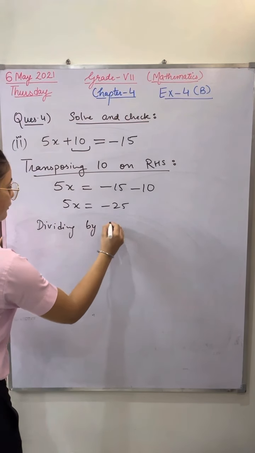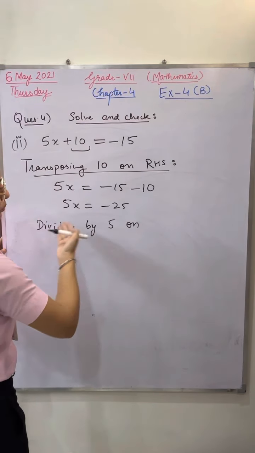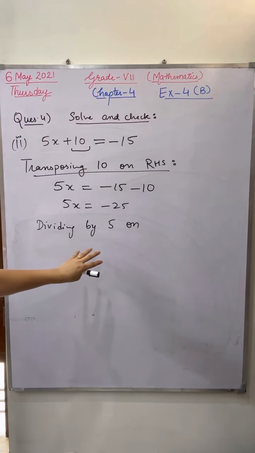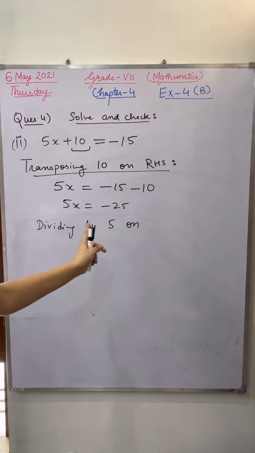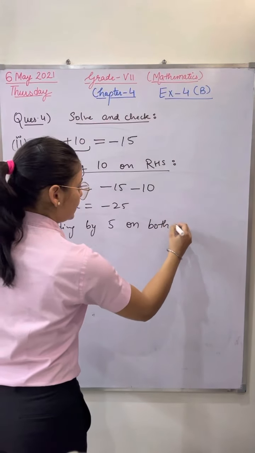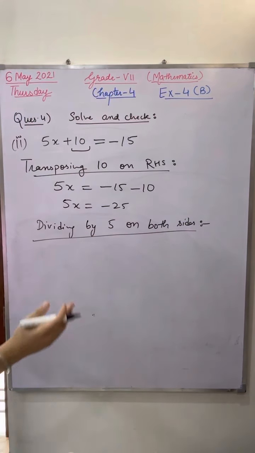Dividing by 5 on the left hand side or the right hand side, or on both sides? Ma'am, on the right hand side. Anirudh, I told you in the beginning that when we are dividing and multiplying, we have to apply it on both the sides. Please sit attentively in the class. I'm asking you the same thing which I've explained.